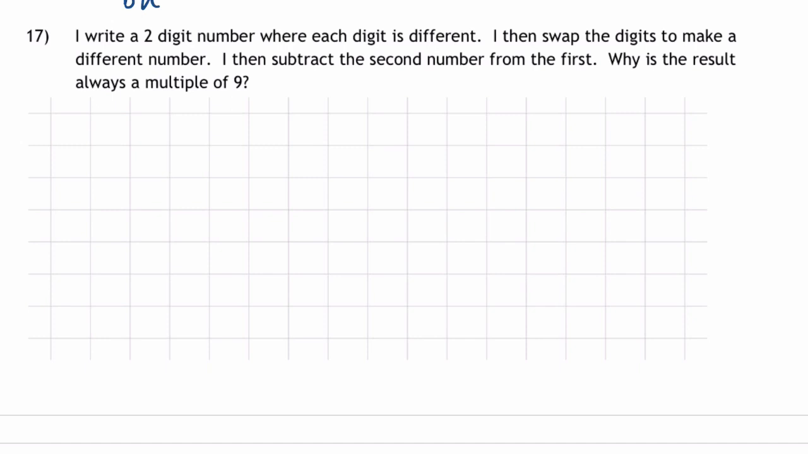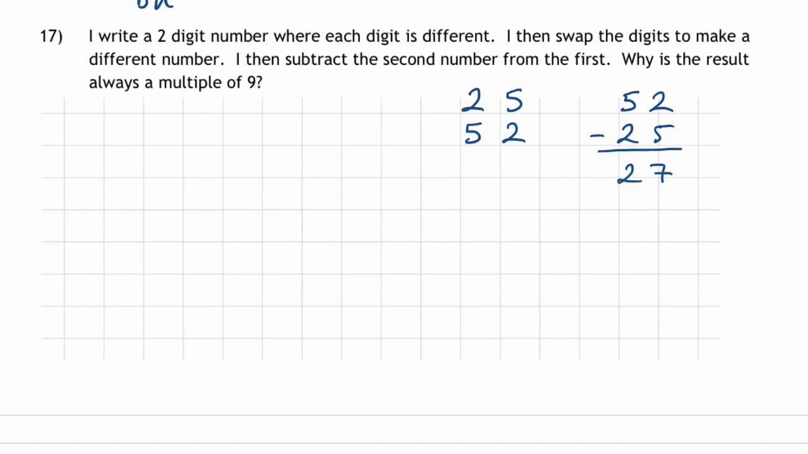And again, I'm going to start by just using some numbers. Let's say my number is 25, so a 2 and a 5. We know we've got to swap those numbers around, so that would give me 52. And I need to subtract them. Well, let's subtract using the bigger number first, so 52 minus 25. If I was to subtract those, I would get 27. And you can see that 27 is a multiple of 9.